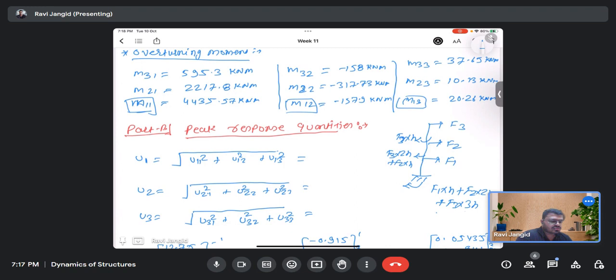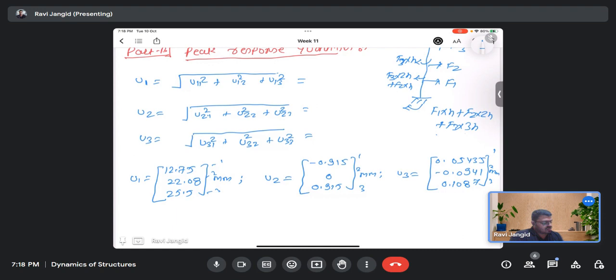So anyone with the U1, U2, U3? So the U1 would be 12.75 square plus 0.915 square plus 0.05435 square. So you do that, you will find out that would be the 12.78 mm.